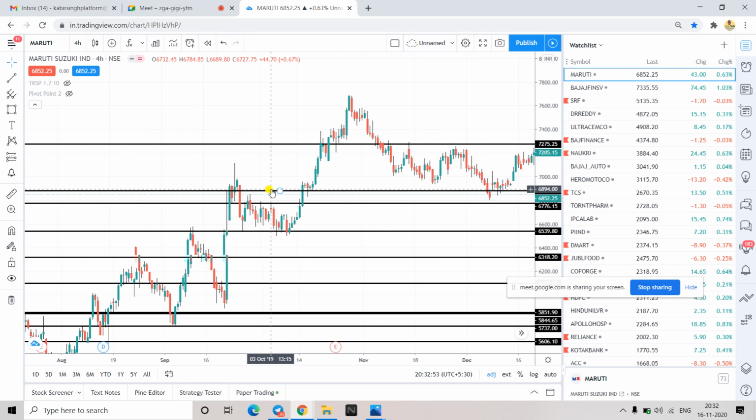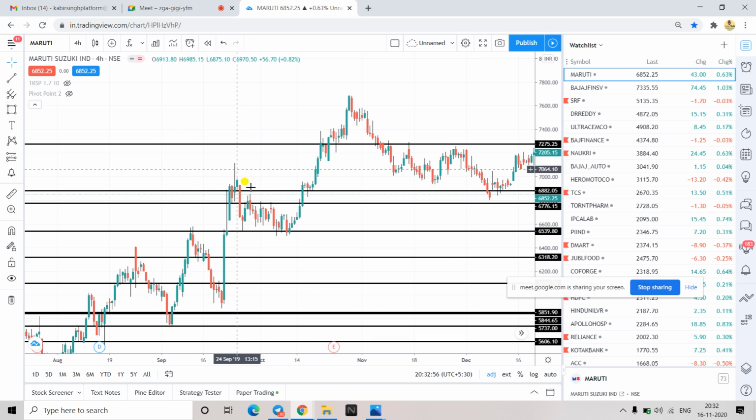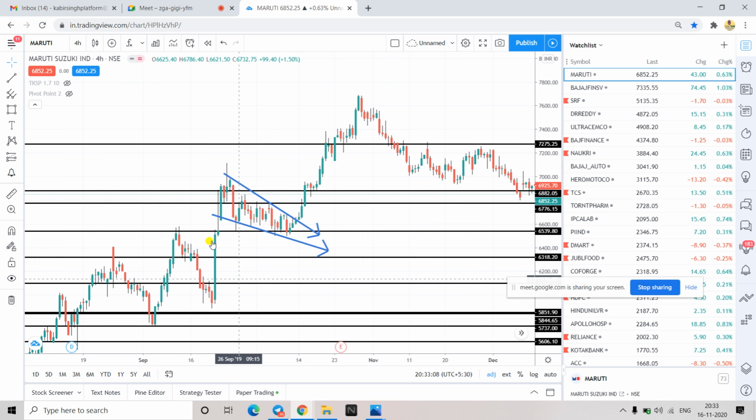If you just see, this is a flag pattern. Price has sharply moved up, then small candles. Okay, like this. This is a flag, right? Yes, it's a flag. So small candles are there, and whenever you see the price again going up, you can go long.